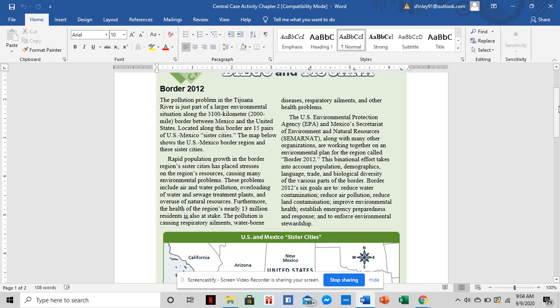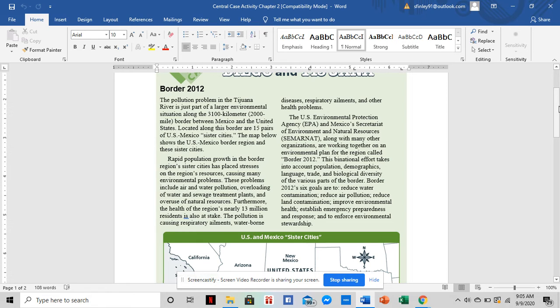They want to reduce air pollution, so they want to reduce the amount of air smog and pollution going up into the atmosphere. They want to reduce land contamination, so think litter and trash that occupies land space. They want to reduce the amount that's being done there.